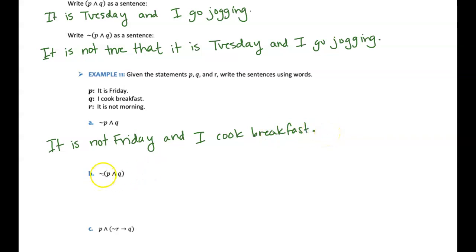Now Part B, we talked about using that phrase that indicates that you're going to negate more than one statement with grouping symbols. So the phrase is, "It is not true that." And then after that, we continue with everything that's in the parentheses. It is Friday. And I cook breakfast.